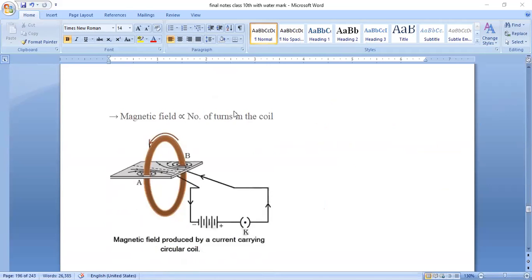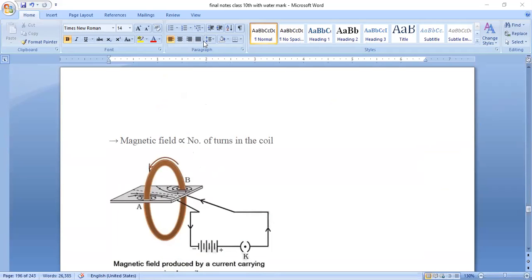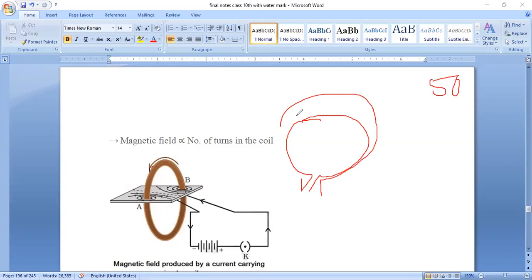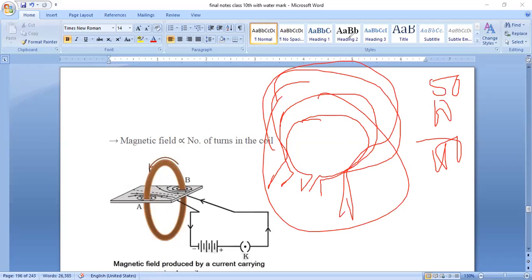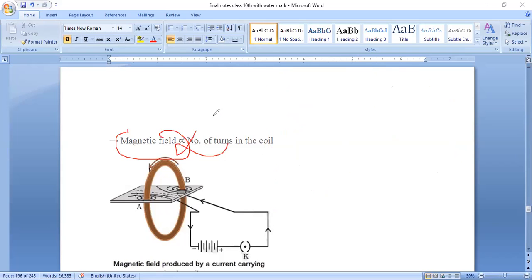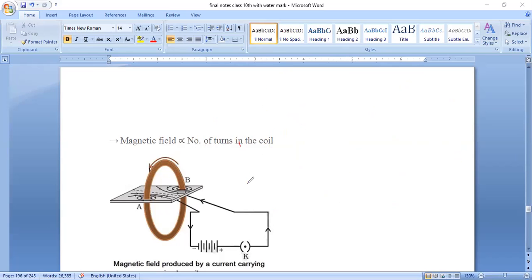Magnetic field is directly proportional to the number of turns in the coil. That is also important. See, if it is one coil, the magnetic field is say B. If it is two coils, the magnetic field will increase to 2B. If it is three coils, the magnetic field will be 3B. So the magnetic field is directly proportional to the number of turns. It depends on how many turns are there in the coil. If the number of turns is more, then the magnetic field is also more.